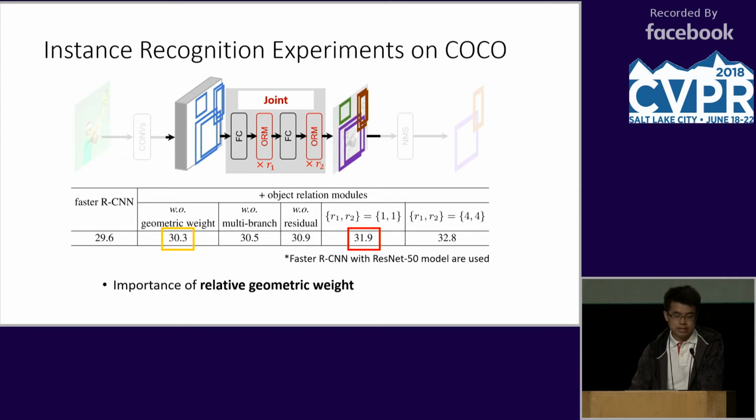We also study the individual designs of our object relation module. This comparison shows the importance of the proposed geometric weight. Without this term, the accuracy drops by 1.6. This comparison shows the importance of multi-branch relation. Without multi-branch, the accuracy drops by 1.4. This comparison shows the importance of residual connection. Without residual connection, the accuracy drops by 1 point.